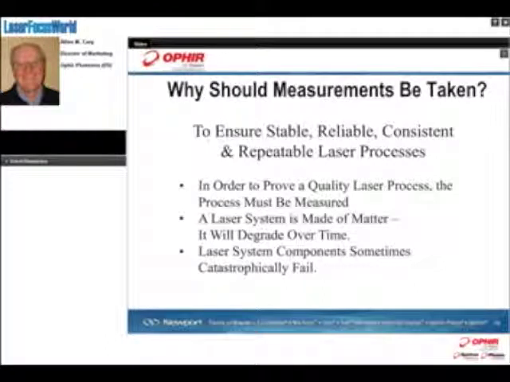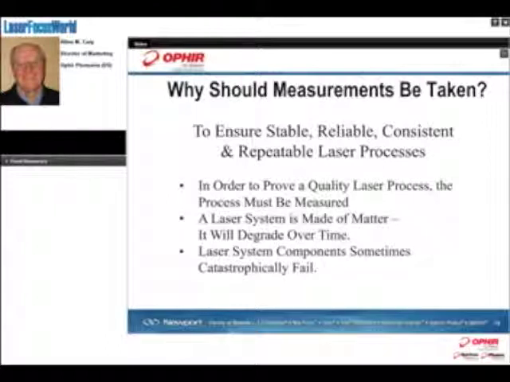You've got this laser process, and in order to prove that you have a quality laser process, specifically that you have a consistent process over time, the process has to be measured. You have to measure what your focus spot is. You have to measure what your energy is doing across the beam, and you have to measure how much power or energy your laser is outputting. A laser system is made of matter. It's made of stuff, and it will degrade over time. So because of that fact, you have to measure what your laser is doing over time just to make sure that you do have that quality laser process over time.